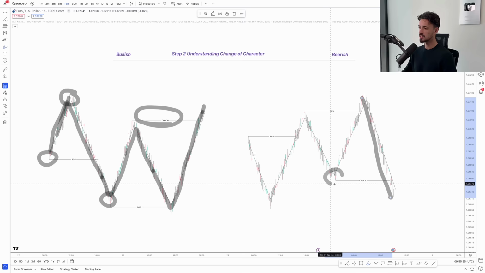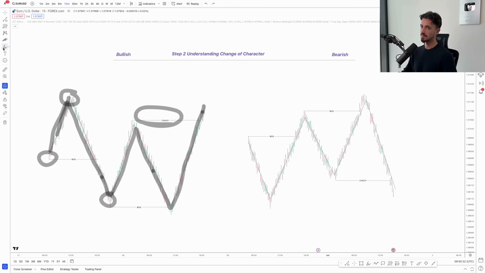Now, the good news is, and this is why we use confirmation, a lot of the time there is no confirmation in here that would indicate that price is getting ready to trade higher again.